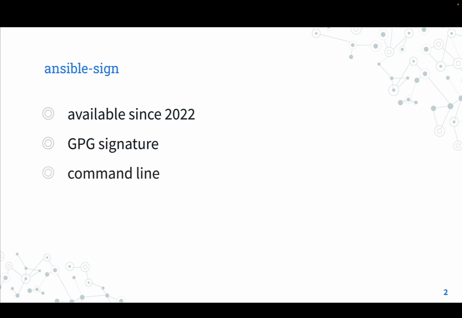Ansible-sign. The ansible-sign command line has been available since 2022 for installation in the most modern operating systems. It's a command line tool to simplify the project signing process using your terminal. Using the ansible-sign command, you sign a project using a GPG signature. It's a pretty good tool.